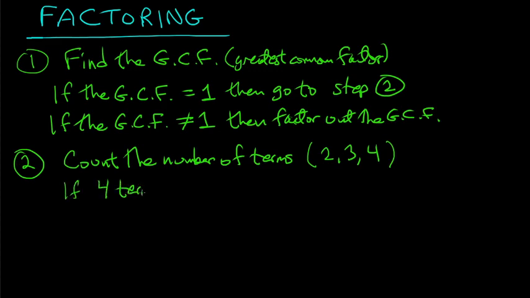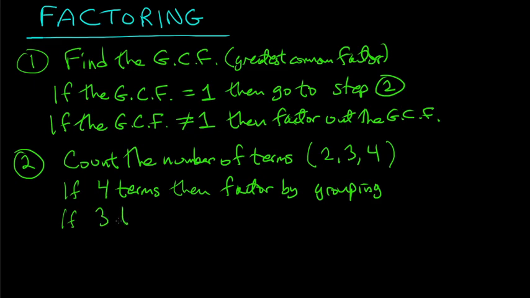If you have 4 terms, then it's pretty simple. You factor by grouping. Remember what that involved? Splitting it up into 2 and 2, right? The first 2 terms and the last 2 terms, and then you factor those separately, right?